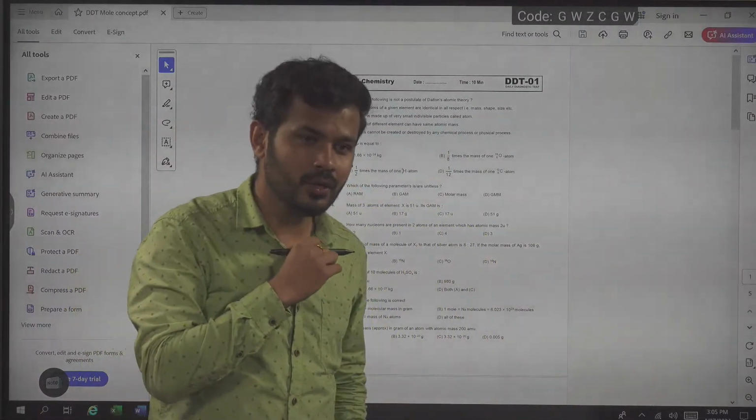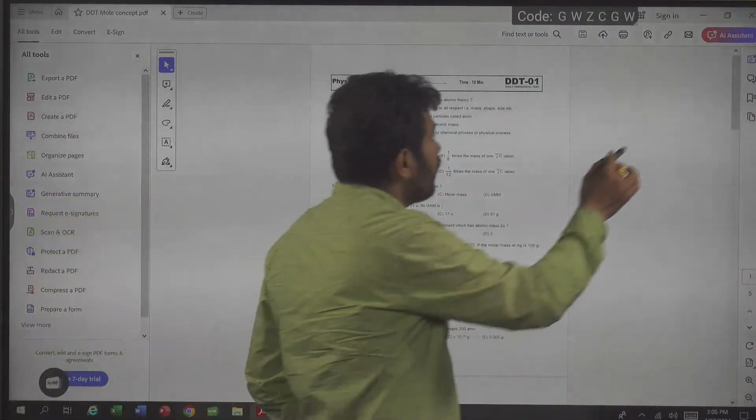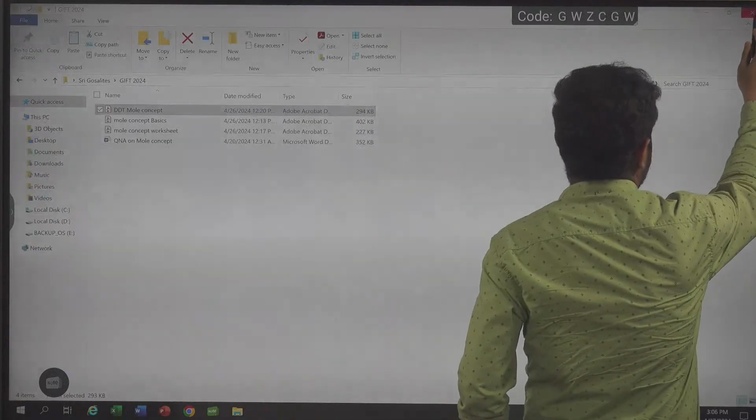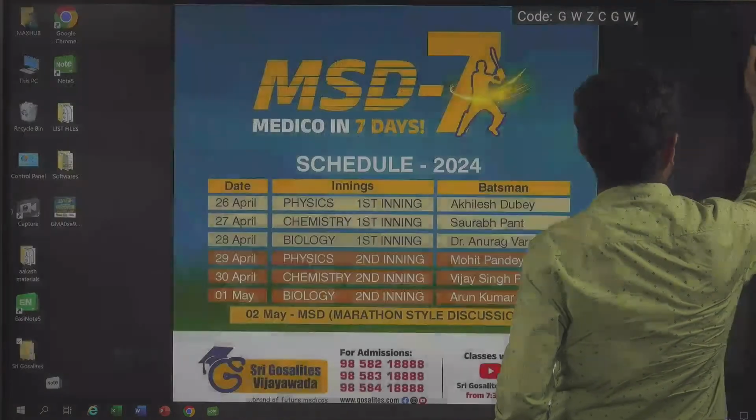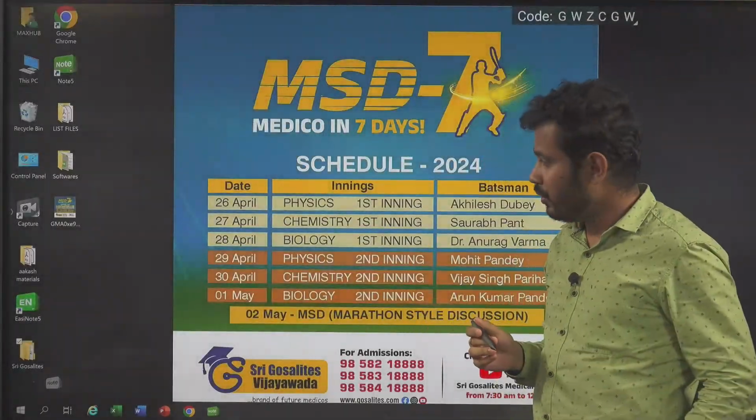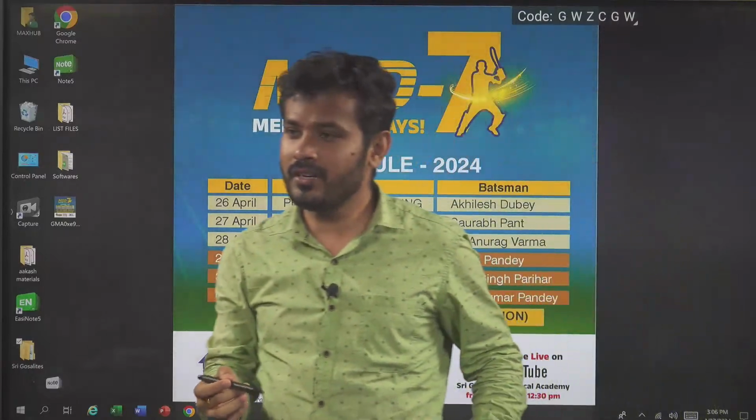I will officially share in the Sri Gosalites app. Okay. Chalo. So I will share 3 PDF files. You can solve them and let me know your doubts. Whatever doubts are there, you can ask me.